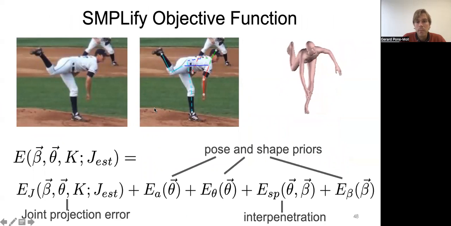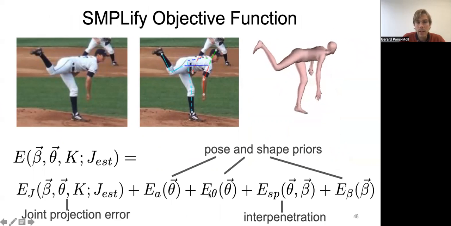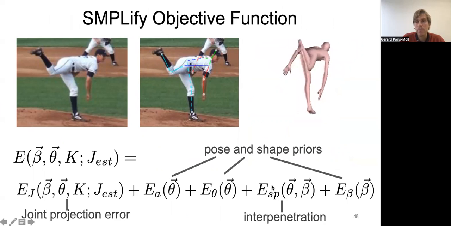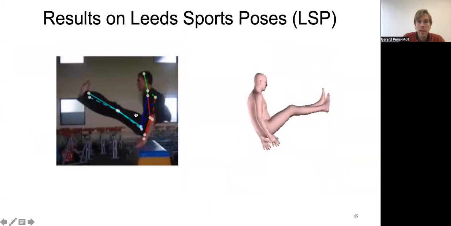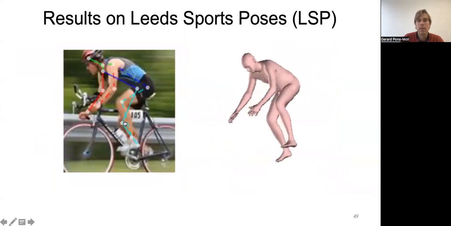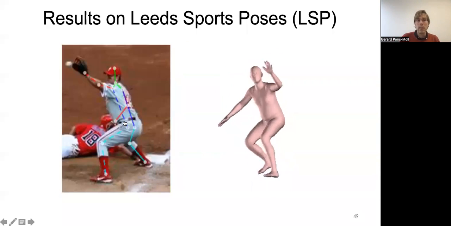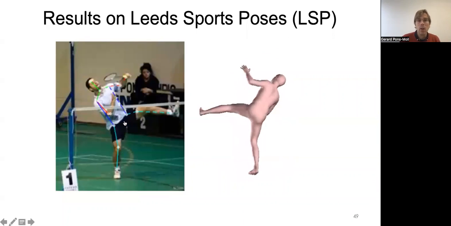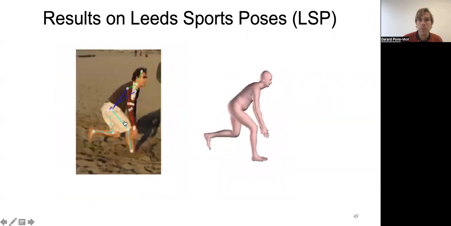So that's how the objective function looks. You have the data term, you have pose priors for the pose and shape, and you have an interpenetration prior as well. And they showed, for the first time, really cool results on very challenging images from the LSP data set. And so basically this showed that, leveraging these two breakthroughs, better detection and better body models, you can address a long-standing problem in computer vision, which is that of estimating pose and shape from images.